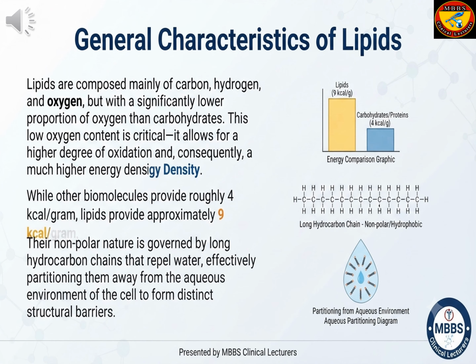General characteristics of lipids. Lipids are composed mainly of carbon, hydrogen, and oxygen, but with a significantly lower proportion of oxygen than carbohydrates. This low oxygen content is critical. It allows for a higher degree of oxidation and, consequently, a much higher energy density. While other biomolecules provide roughly 4 kilocalories per gram, lipids provide approximately 9 kilocalories per gram. Their nonpolar nature is governed by long hydrocarbon chains that repel water, effectively partitioning them away from the aqueous environment of the cell to form distinct structural barriers.